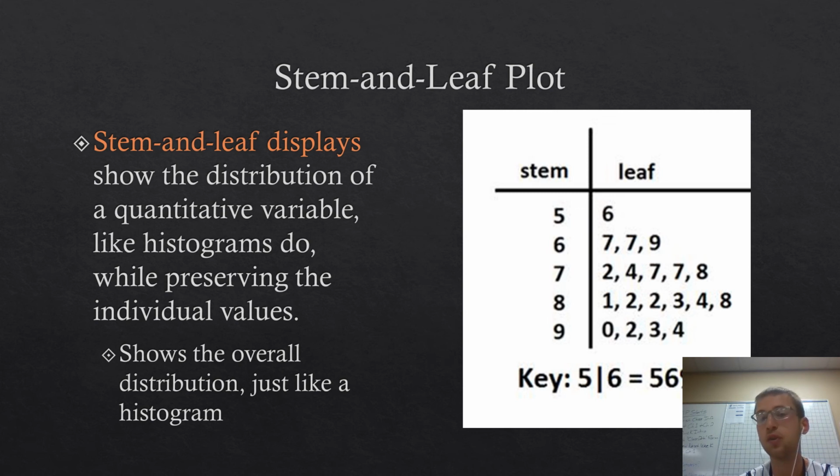If you were to turn this sideways, so turn it 90 degrees to the left, you would still be able to see the general shape of our stem and leaf plot, or of our distribution. We would see that most people are in that 70 to 88% range.